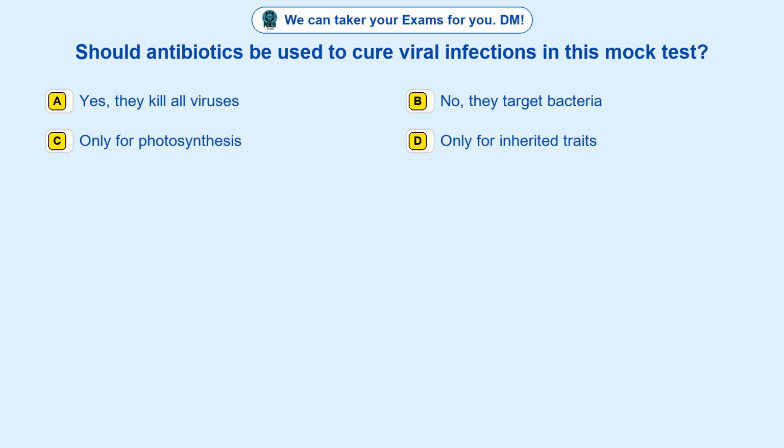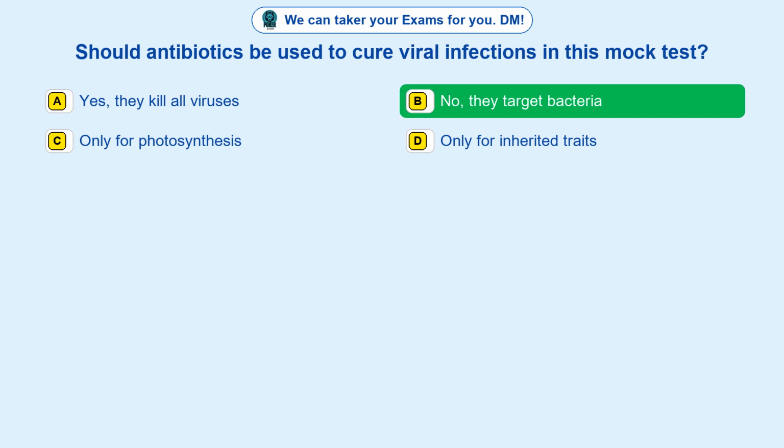Question 13. Should antibiotics be used to cure viral infections in this mock test? Option A. Yes, they kill all viruses. Option B. No, they target bacteria. Option C. Only for photosynthesis. Option D. Only for inherited traits. The correct answer is option B.